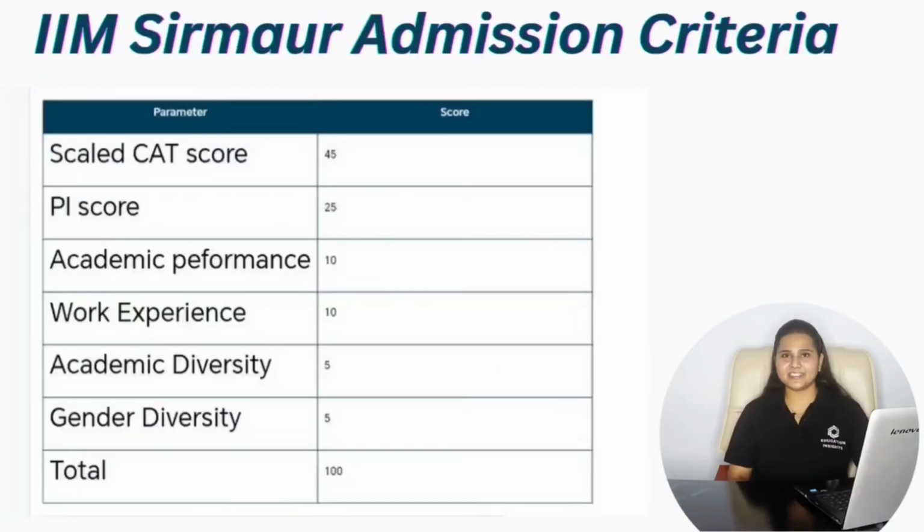Then coming to the final selection criteria with the Indian Institute of Management, Sirmaur. In that, 45% weightage is given to your CAT score. Then 25% weightage is given to the personal interview score, 10% weightage to academic performance, 10% weightage to work experience, 5% weightage to academic diversity, and 5% weightage to gender diversity. So these are all the parameters considered in the composite score calculation with the Indian Institute of Management, Sirmaur, and then the final list of selected candidates is made by IIM Sirmaur.